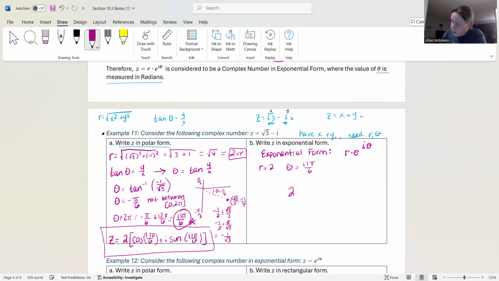So we're going to get 2 times e to the i times, hold on, let me write that better. We get i times 11π/6. You could, I guess, if you wanted to, write this as 2 times e to the 11π/6 i. Just make sure your i is separate from your 11π/6. So there you have it. Getting polar form is going to be the harder one because of that angle theta. But once you have polar, exponential's a breeze. You just have to plug two numbers in, okay?